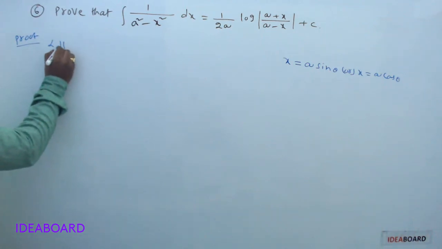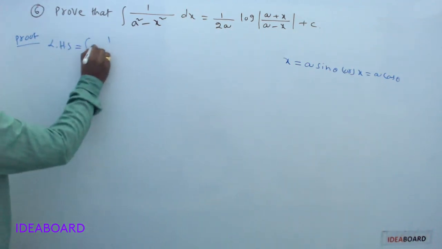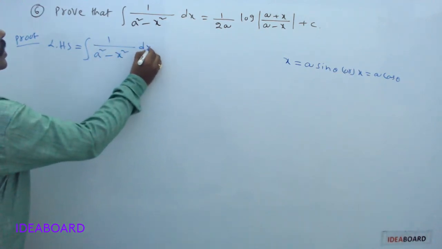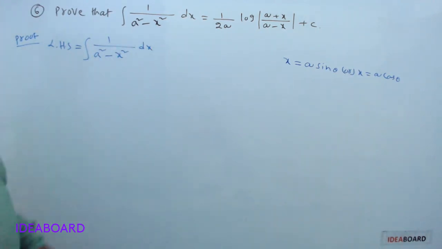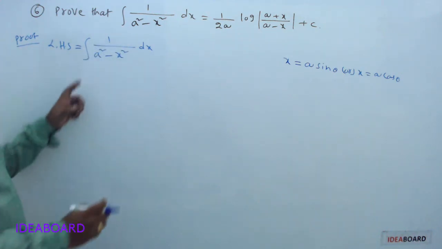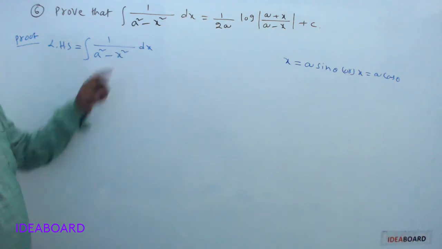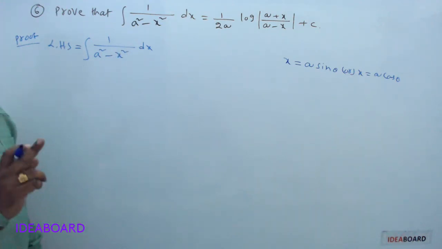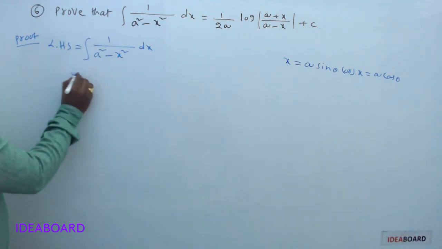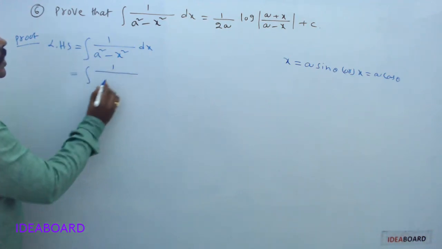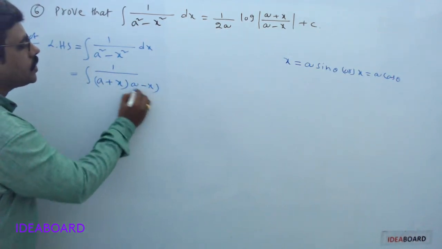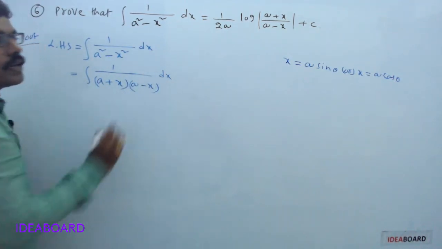So LHS equals the integral of 1 divided by a square minus x square dx. If you look at the denominator, it is of the form a square minus b square. What are its factors? a plus b into a minus b. First write down the factors: integral 1 divided by (a plus x) into (a minus x) dx.